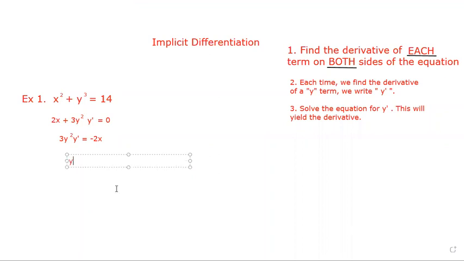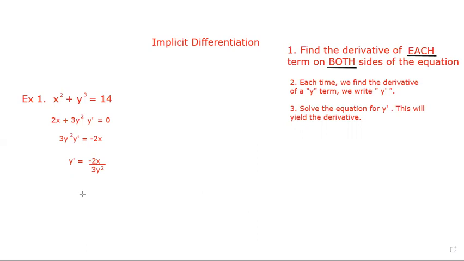So let's do this and divide both sides by 3y squared. That's y prime equals negative 2x over 3y squared. And as we said before, that's going to give us our derivative. Let me fix that. So that gives us our derivative.